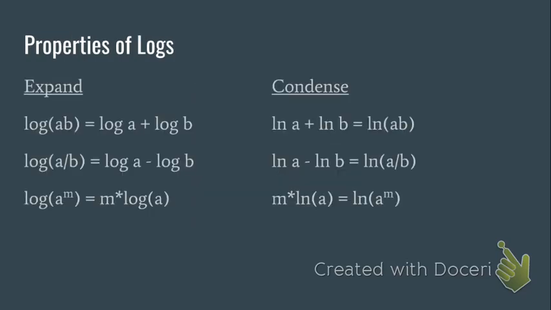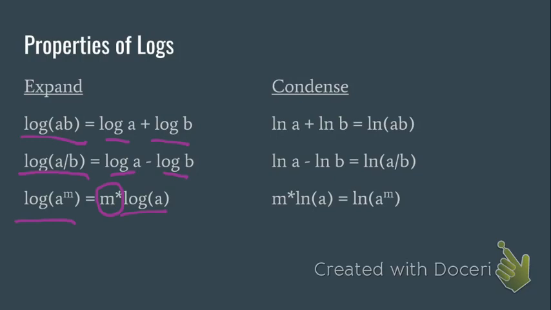So with logs, those properties are similar. If you were to expand a log, so on the left, if you had the log of a times b, you could express that as just the log of a plus the log of b. See, multiplication goes to addition. If you were to divide, or take the log of a quotient, you can express that as the log of a minus the log of b. This is, of course, if the bases are the same. So when you just write log, it's the common log. And if you have the log of a to the m power, you can rewrite that as m times the log of a.